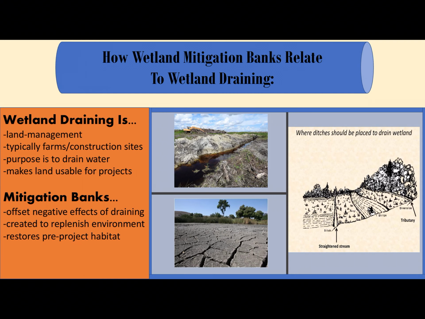The next thing we want to look at is how wetland mitigation banks relate to wetland draining. Now, wetland draining, it's not a positive. It's a form of land management typically done through farms or construction sites with the sole purpose to drain water to make the land usable for their specific project. And now this obviously will have negative effects. This can dry out the land. This can make it uninhabitable for various species. The soil can be corrupted through the activities that are taking place.